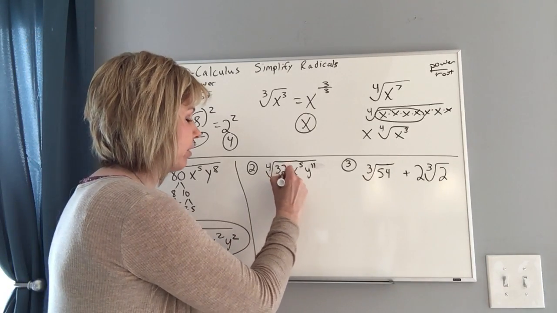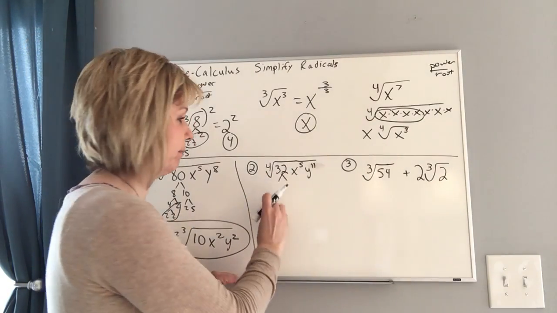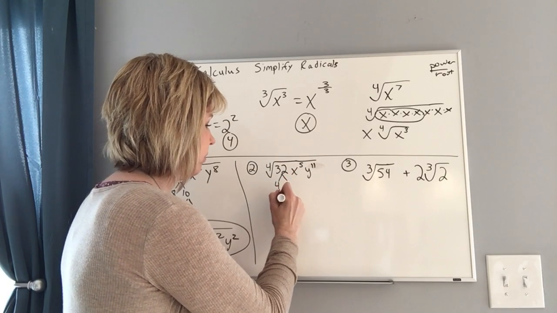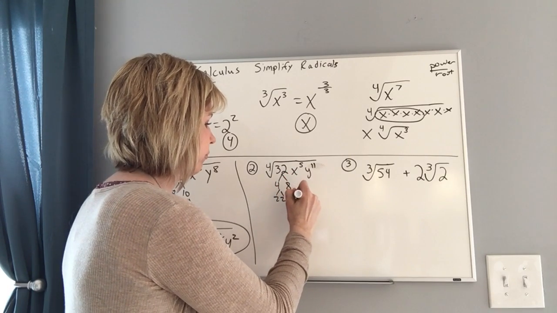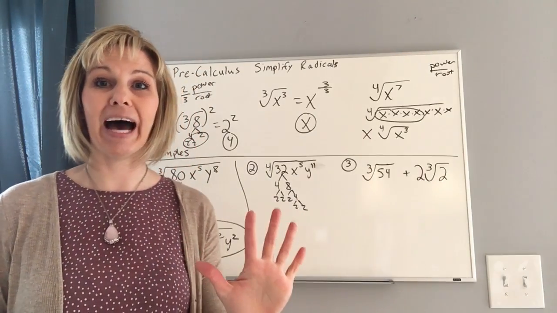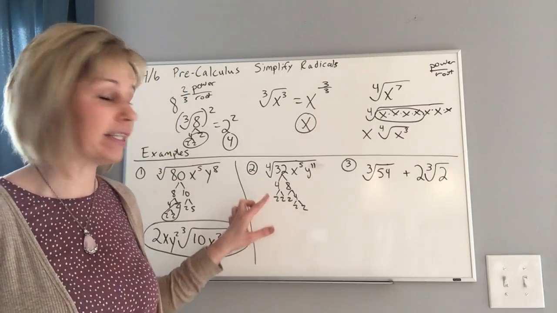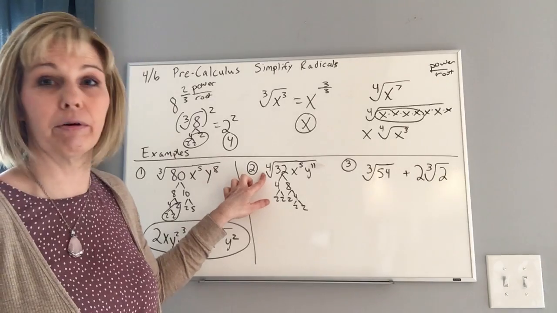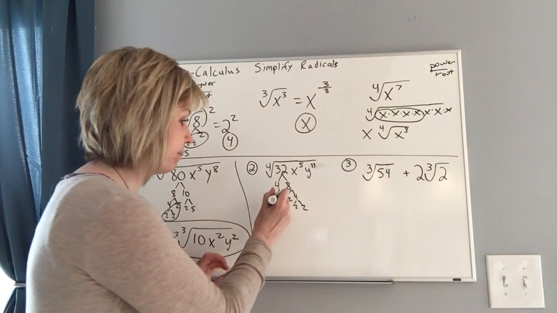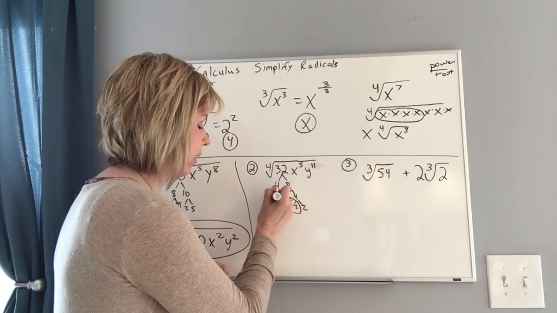So let's break down 32. So numbers, I want you to break them down. So we've got 4 times 8, 2 and 2, 2 and 4, and then 2 and 2. So 32 is made up of 5 2's. How many do we need to take it out as 1? Well, what's the root? It's the 4th root. So I need 4 to take it out as 1. So I'm going to circle a group of 4.